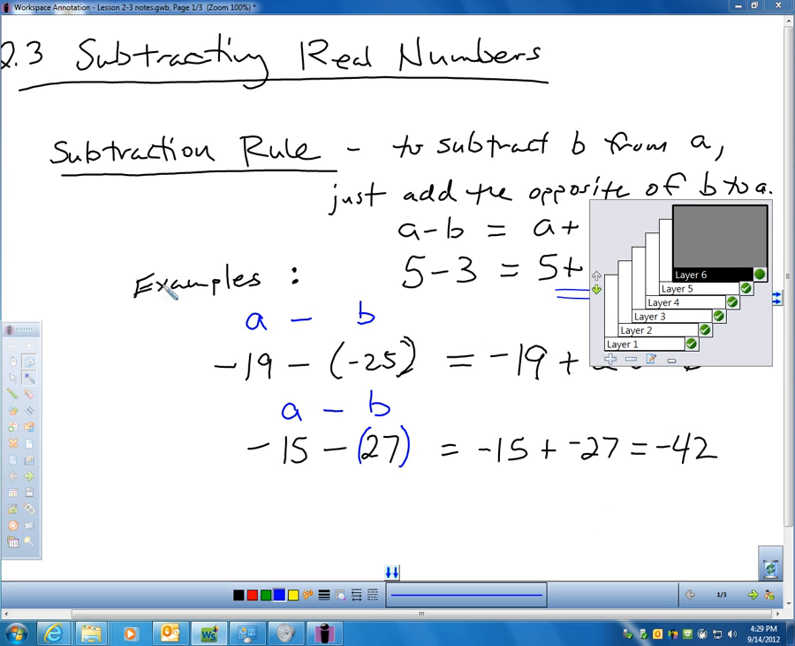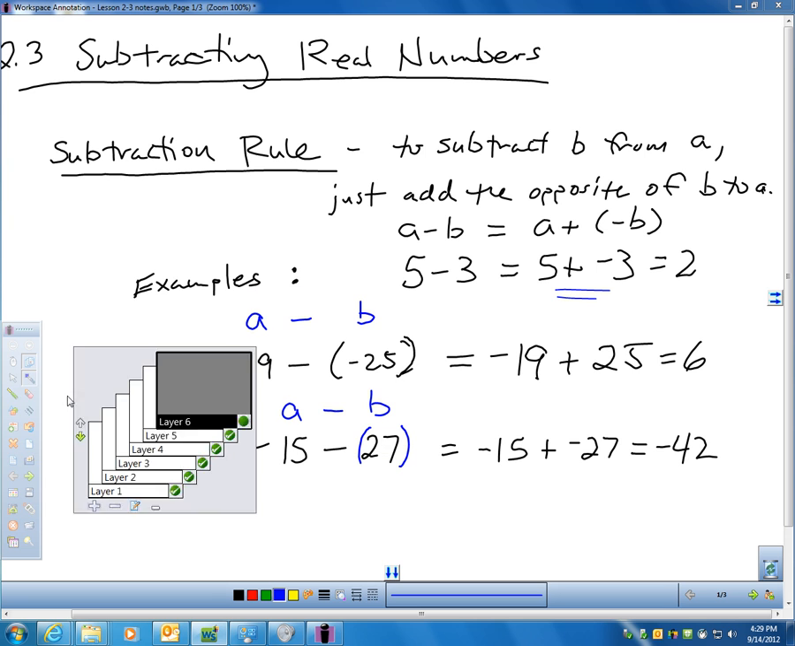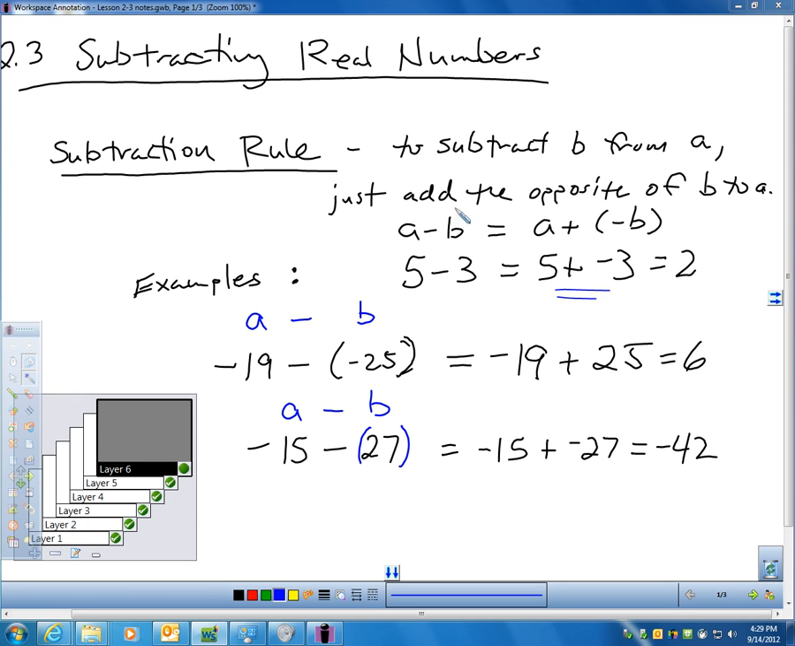All right, so that's the rule for subtraction. You can simply add the opposite of that subtraction, and it will give you the same answer as trying to subtract. That way, when we're working with negatives, we don't have to try to figure out how to subtract negative numbers. We can just change it into a simple addition, and that's something we've already learned how to do.